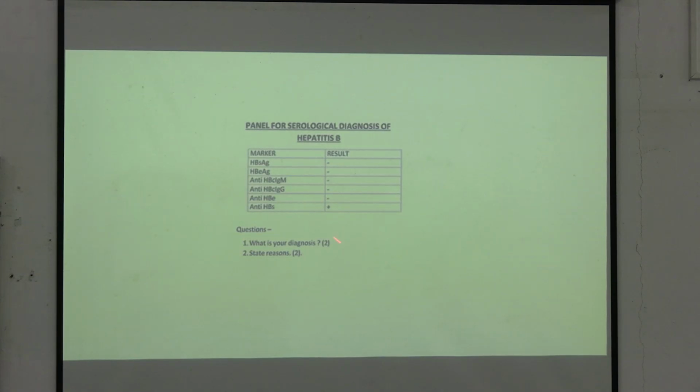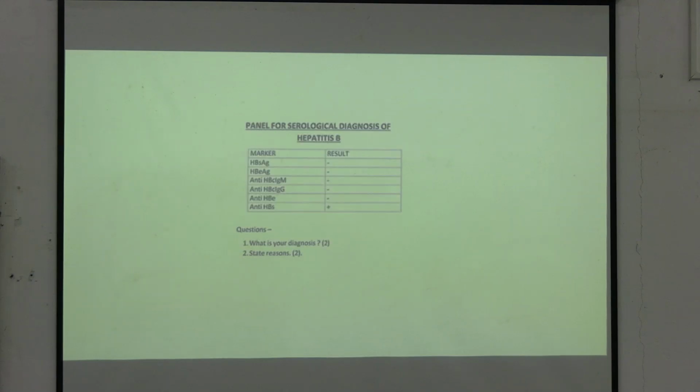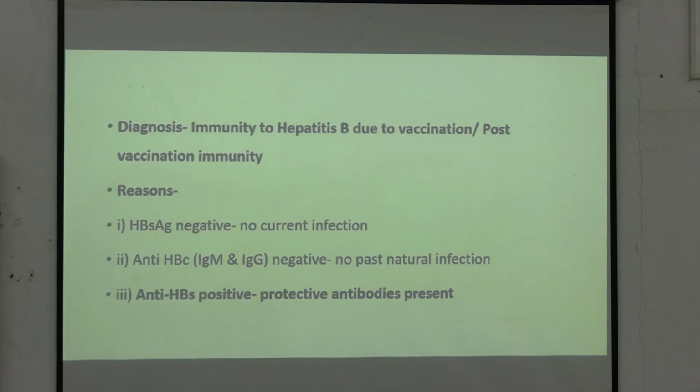Here only anti-HBs positive, all others negative. So it is a case of post-vaccination immunity to hepatitis B due to vaccination. In post-vaccination immunity, only anti-HBs will be present. Reason: HBs antigen negative means no current infection. Anti-HBc IgM and IgG negative, no past natural infection. Anti-HBs positive, protective antibodies present.